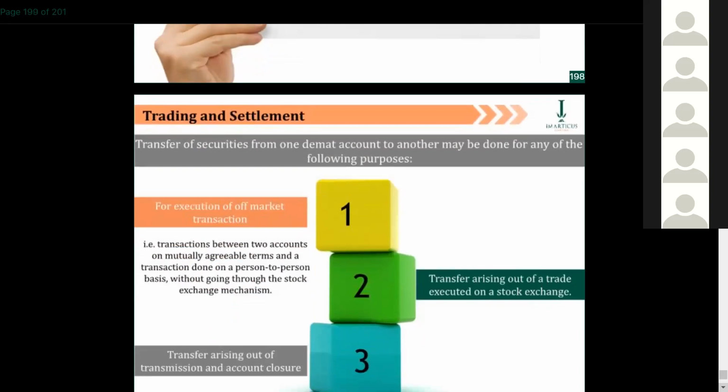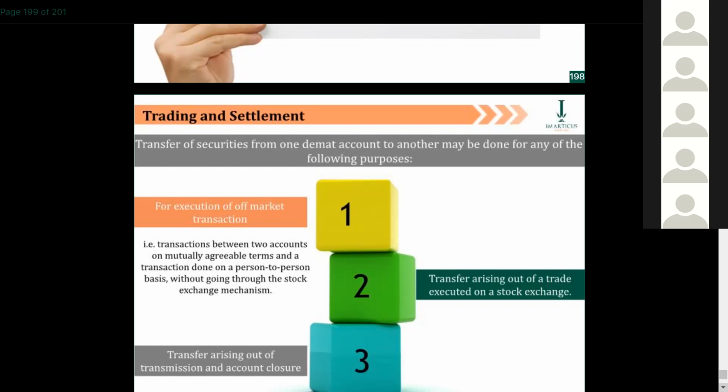So transfer of securities from one demat account to another may be done in one of the following manners. It can be an off-market transaction, which I explained, where you do not have to go to the market. You know the buyer or the seller, and the transaction is entered between the two of you. So that is an off-market trade. Then transfer arising out of a trade executed on the stock exchange. This is also known as a market transaction. And then we have also seen transfer arising out of transmission and account closure.